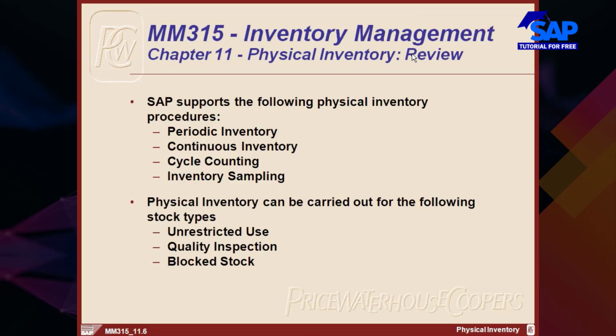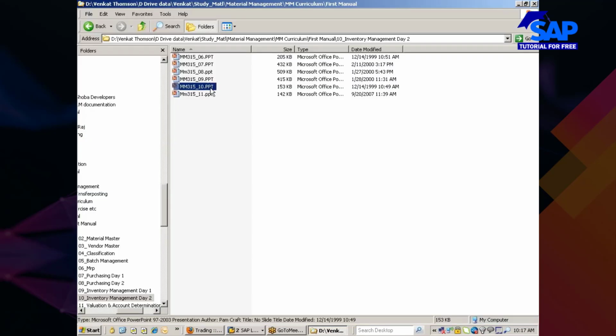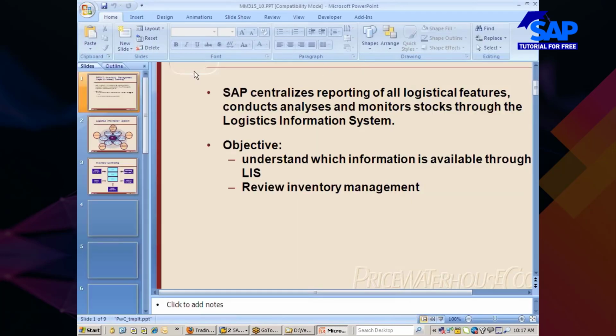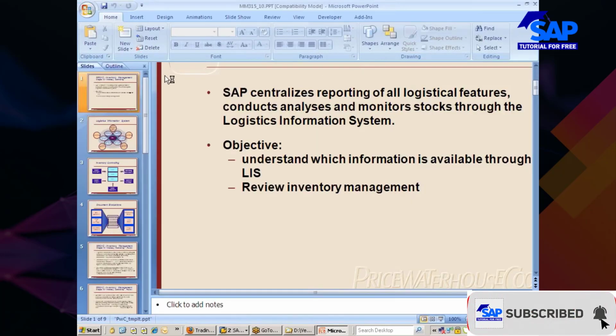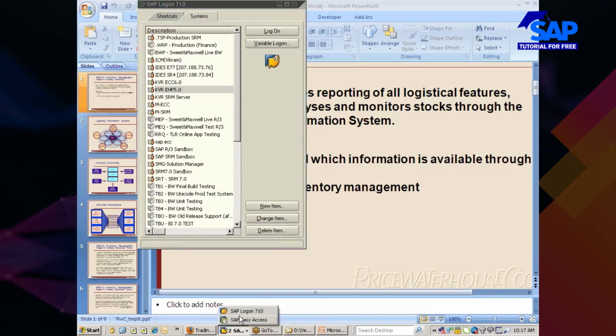Okay, so this is what the physical inventory is. Although we have seen the normal physical inventory process, I would like to explain the cyclic counting process. Let me log into the system.